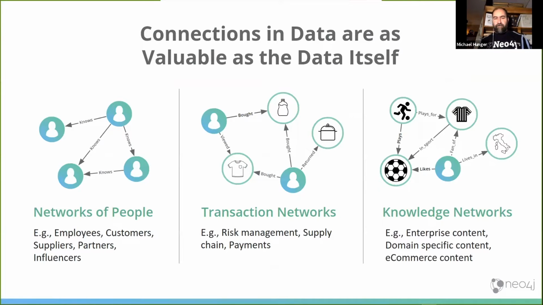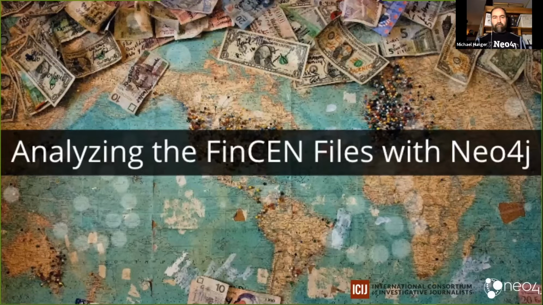Neo4j is a graph database, and why are graphs important? Because oftentimes there's much more value in the relationships between entities than in the entities themselves. And if you can take the topology and the context into account, then you oftentimes get much more value out of your data. So that's just a little bit of a baseline.